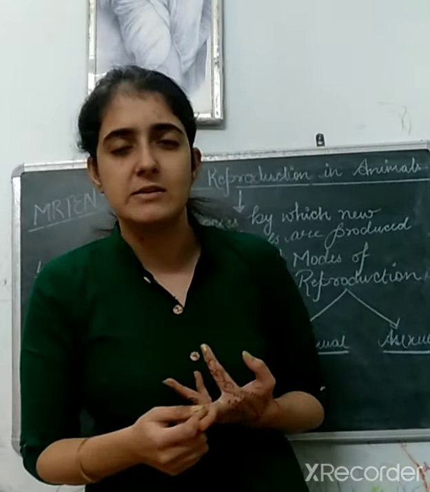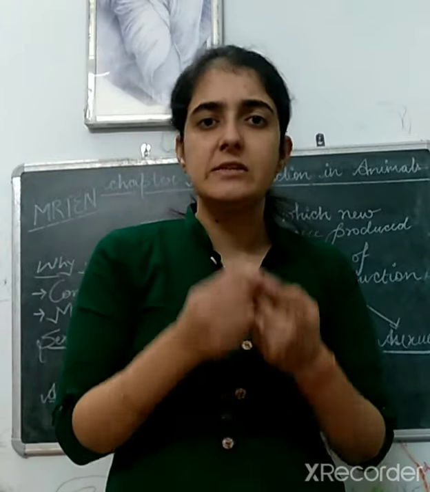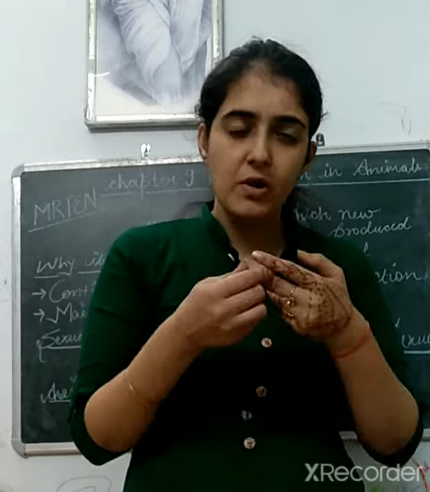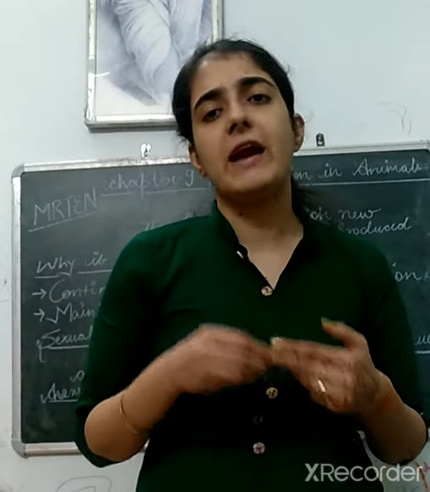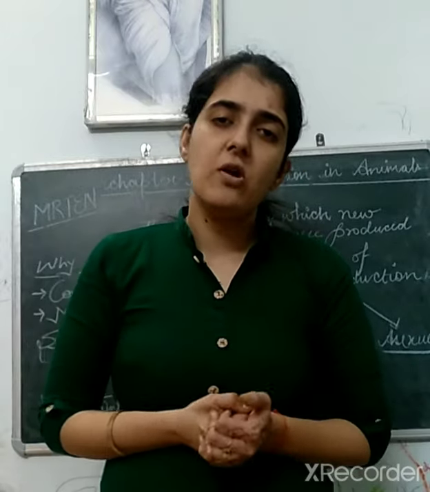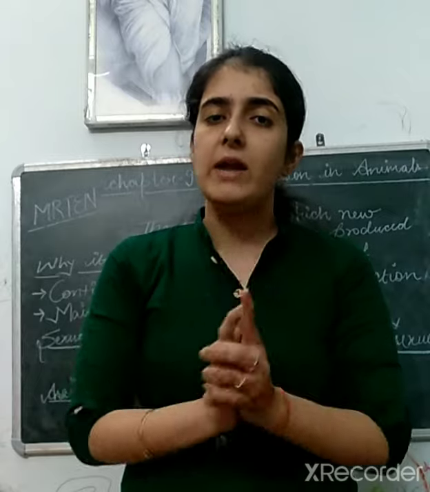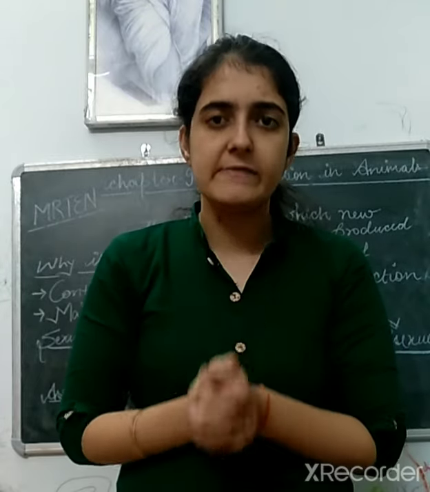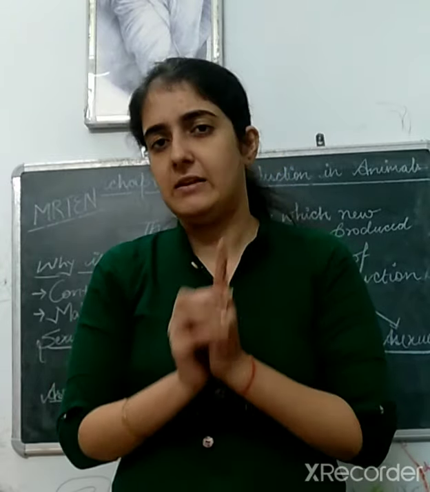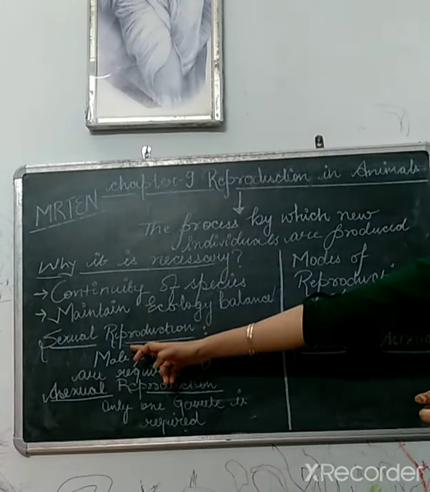We also discussed budding, right? Budding happens in yeast cells. Yeast is also a single cell organism, and it reproduces many daughter cells, right? So that is called asexual reproduction, where we need only one gamete or one reproductive cell, you can say, or one sex cell, right?